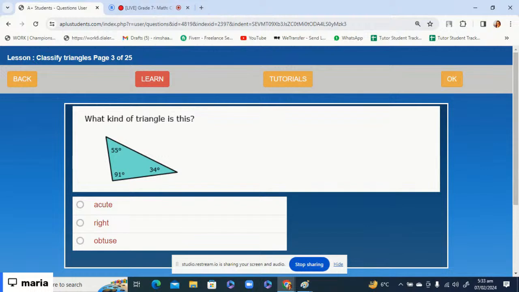Okay, so what kind of triangle is this? Let's check. One angle is 91 degrees. It's an acute angle if it's less than 90, a right angle if it's exactly 90, and obtuse if it's greater than 90. Here it's greater than 90 degrees, so we can say that it's obtuse.